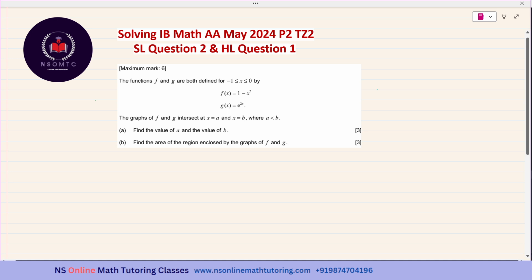Hello students, from today we start to solve a new paper. It is the IB Math EA May 2024 paper 2 time zone 2. Today we'll be solving question number 1 of this paper, and this is a common question for both the SL and the HL level students. For the SL students it is question number 2, whereas for the HL students it is question number 1.